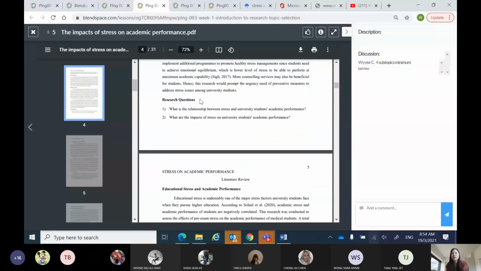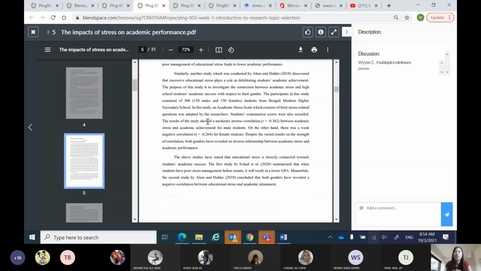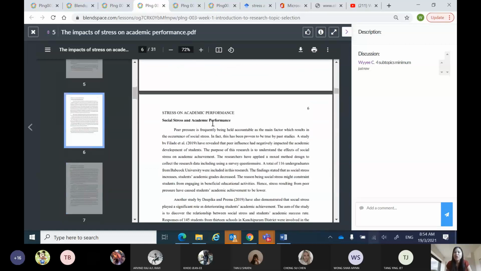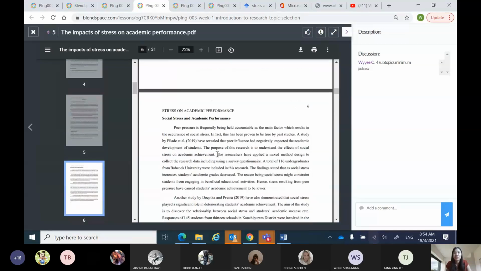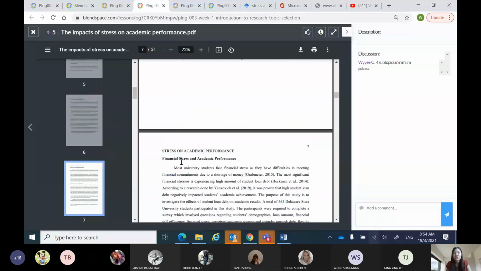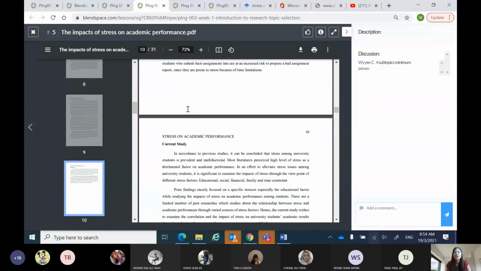And the subtopics must be able to answer your research questions, which is relationship and impacts of IV on DV. Okay, remember, your subtopics must be able to answer your 2 research questions, relationship and impacts. Okay, so whatever you write in your literature review must be able to answer your research questions. This is very important because the subtopics, if you can see, it is about educational stress, it's about social stress, it's about financial stress, it's about family stress, time constraint stress.